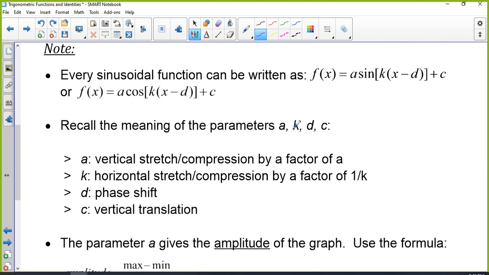All right, so the meanings of parameters a, k, d, and c, we just reviewed that. A, vertical stretch compression by a factor of a. K is a horizontal stretch compression by a factor of 1 over k. Now D is a horizontal translation, a sideways shift. Now we're going to call that a phase shift when we start talking about trig functions. And C is a vertical translation, so that's an up and down shift. All right.